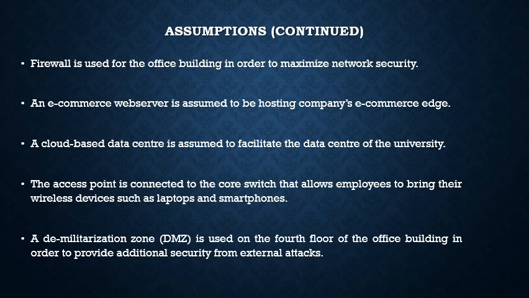Assumptions continued. A firewall is used for the office building in order to maximize network security. An e-commerce web server is assumed to be hosting the company's e-commerce edge. A cloud-based data center is assumed to facilitate the data center of the university. The access point is connected to the core switch, which allows employees to bring their wireless devices such as laptops and smartphones. A demilitarized zone (DMZ) is used on the fourth floor of the office building in order to provide additional security from external attacks.